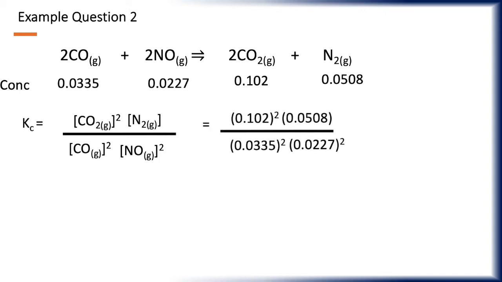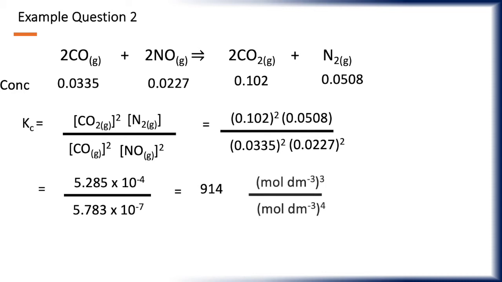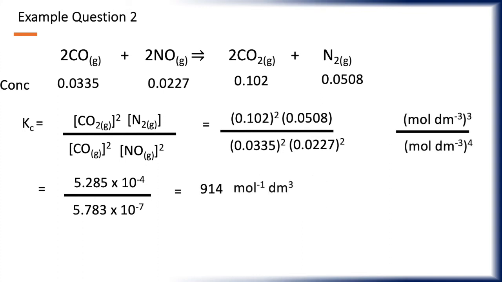So we pop those numbers in, and this is normally where the error occurs when we put them in the calculator, and we end up with a value of 914. So units, how are we going to work out our units? Well, as before, we're going to now have on the top moles per decimeter cubed, to the power of 3, and on the bottom moles per decimeter cubed, to the power of 4. So we have the same units as before of moles to the minus 1 decimeters cubed.